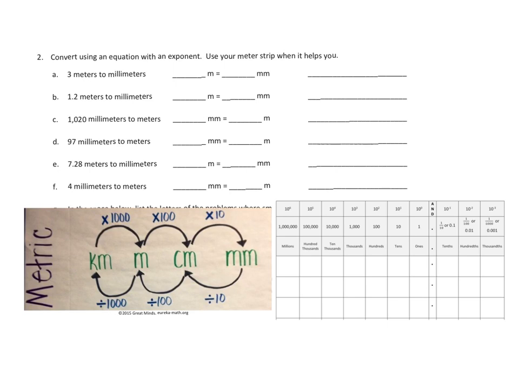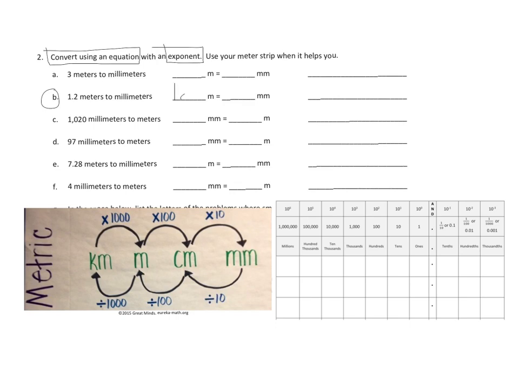All right, so 2, we're pretty much doing the same thing as problem 1. We're converting using an equation, and we have to make sure an exponent is in the equation. But we need to look very carefully because it looks like we're going from meters to millimeters. Let's go ahead and do 2B. We're doing 1 and 2/10 meters.